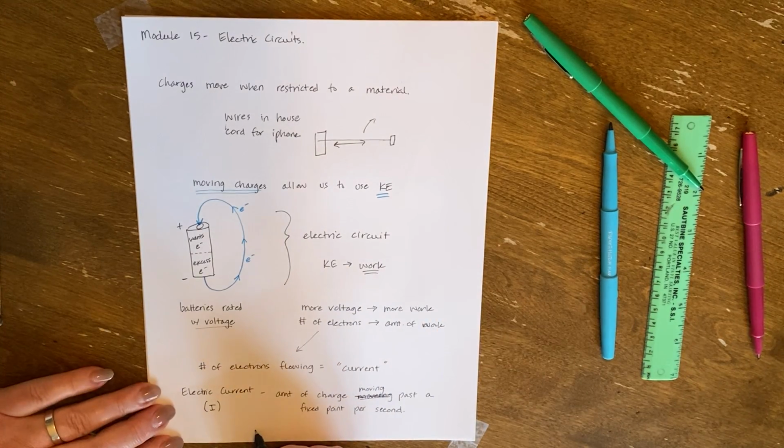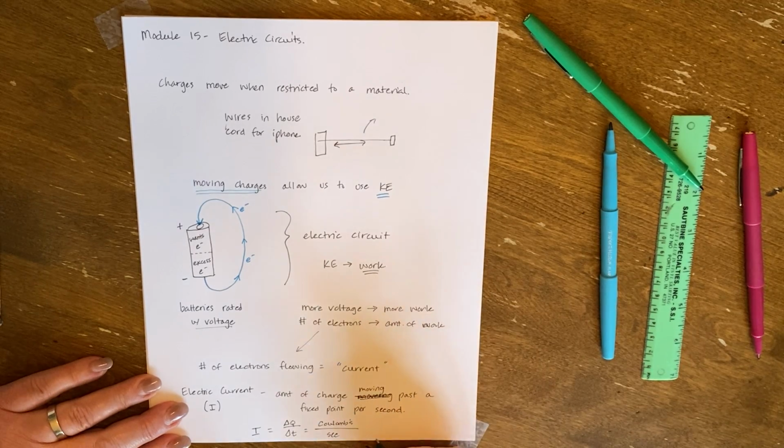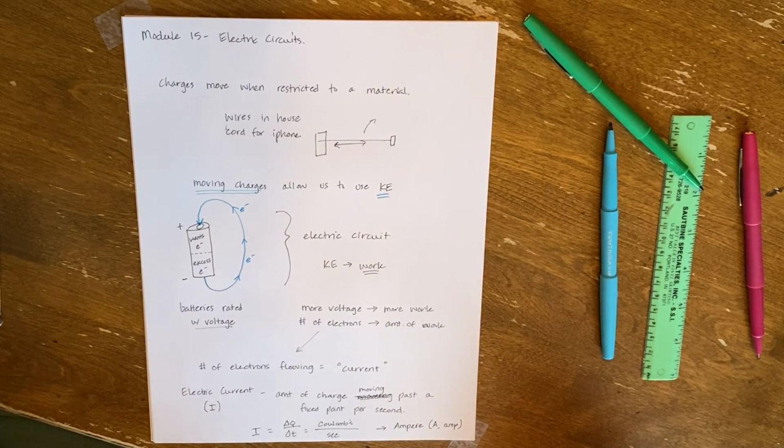Okay, so another way to say this is that the current equals the number of charges, remember, Q stands for charge, over a certain amount of time. And if you remember from module 13, we measure this in coulombs. Of course, we measure time in seconds. But another name for this coulombs per second is an ampere. All right, and we abbreviate that with a capital A or with the word amp.